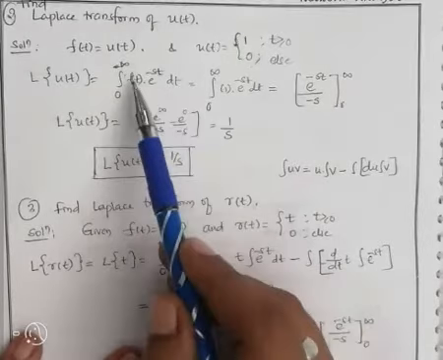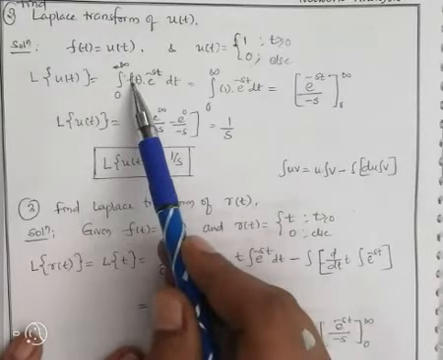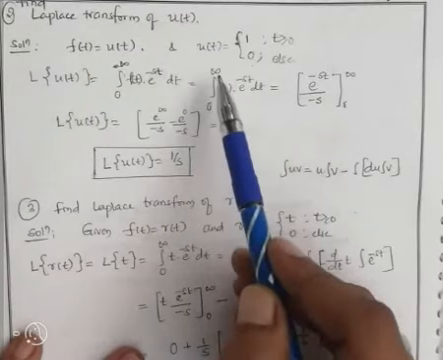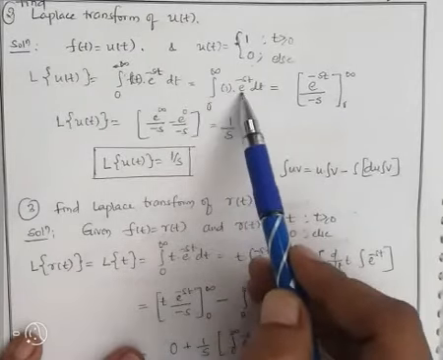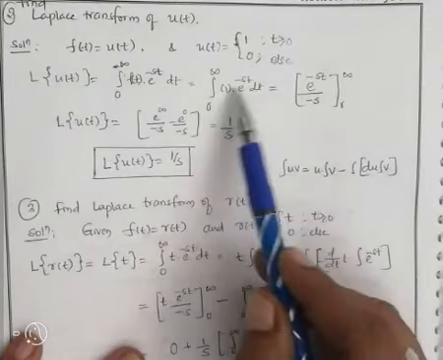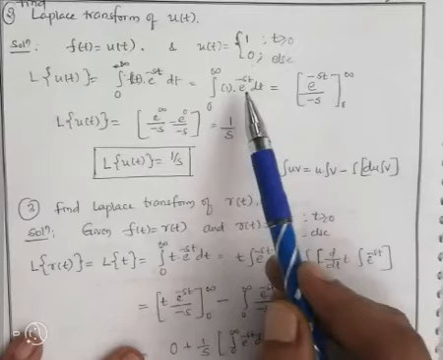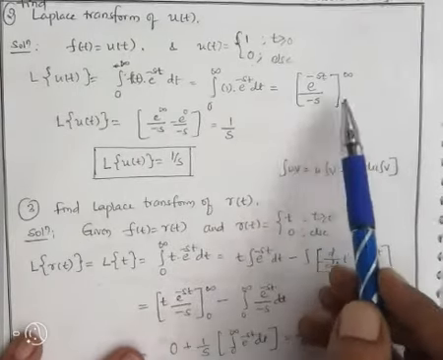F of t is what? F of t equal to u of t. U of t is what? That is 1. Hence, integration over the limits 0 to infinity 1 e to the power minus st dt. So, integrate this one, e to the power minus st divided by minus s. Limits are infinity and 0.